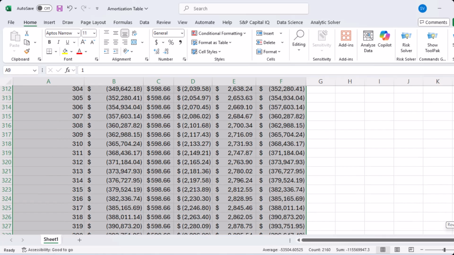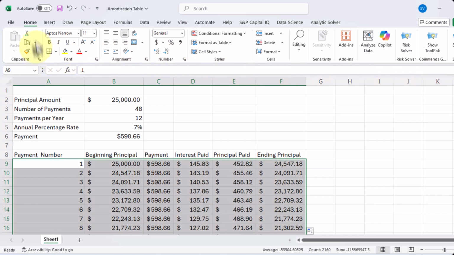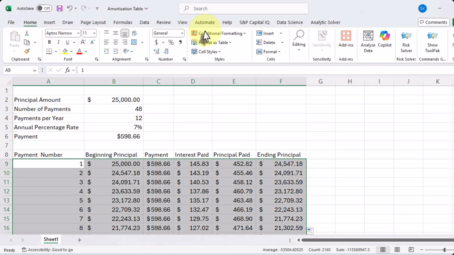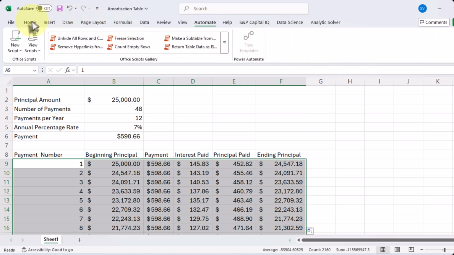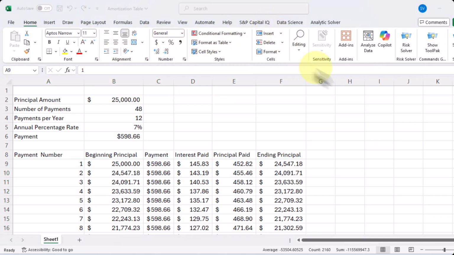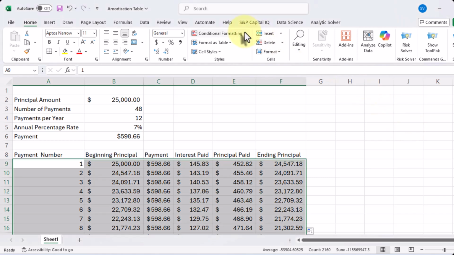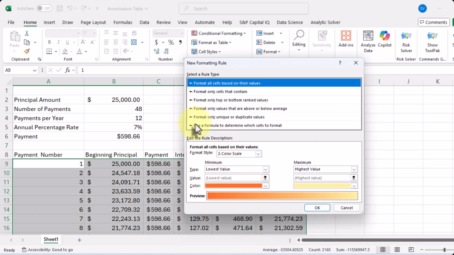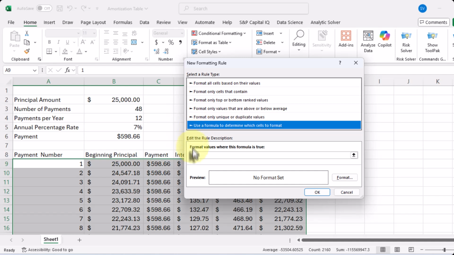And then I'm going to go up here to the Home tab. So make sure you have that highlighted. Sorry. And then I want to go to the conditional formatting. So I'm going to open this, and I want to make a new rule. So where it says use a formula to determine which cells to format, I'm going to select that.